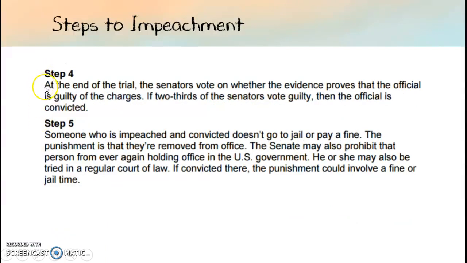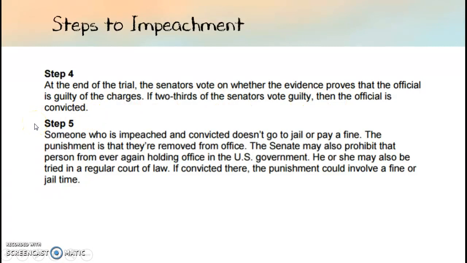Step 4. At the end of the trial, the senators vote on whether the evidence proves that the official is guilty of the charges. If 2/3 of the senators vote guilty, then the official is convicted. So this is really important because we need to remember 2/3 of all the senators have to agree that they are guilty. Okay, if they don't, then he is not convicted.